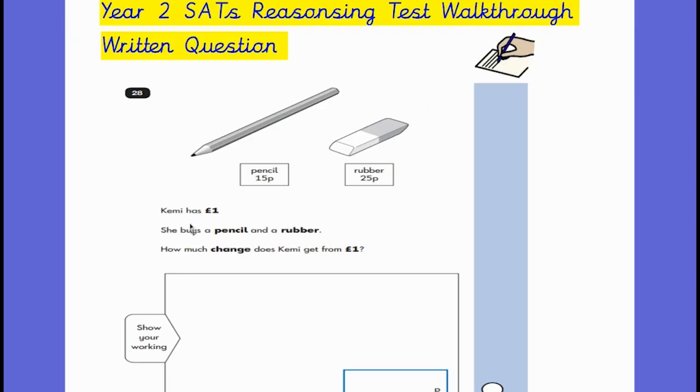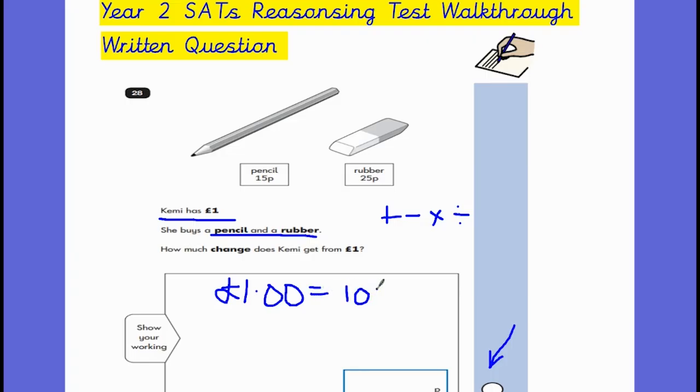Question 28. Kemi has £1. She buys a pencil and a rubber. How much change does she get from £1? So this question again is a 2-mark question, so there are going to be 2 steps involved, and we're going to need to work out add, subtract, multiply, or divide. Now here, they might need to know what a pound is in pence. Now £1, okay, in pence is 100 pence, and once they know that it's 100 pence, then they can go about taking away the other part.